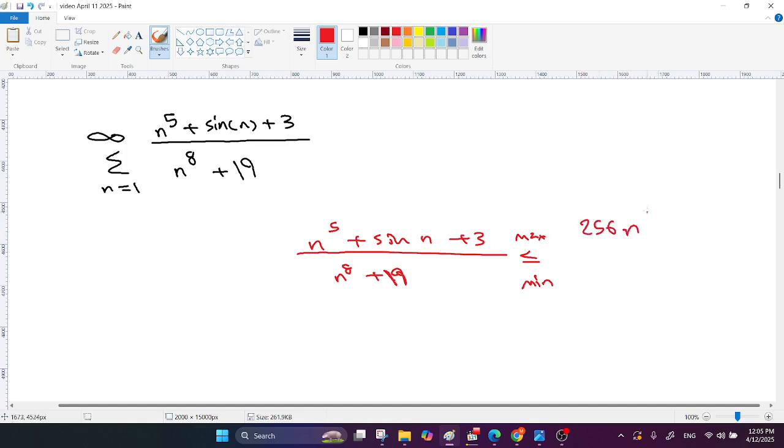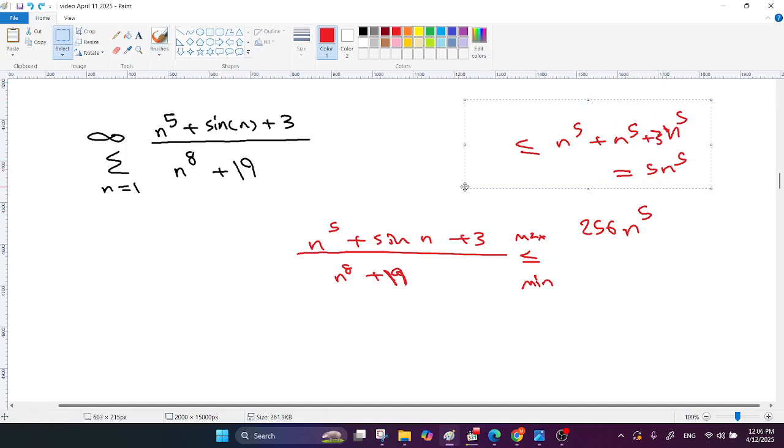256 n to 5. Here the number is big enough. I mean, you can put, for example, the maximum of sine is 1. You can write like this: n to 5 plus n to 5 plus 3 n to 5. And say that n to 5 is less than or equal to n to 5, sine n is less than or equal to n to 5, because sine n is less than or equal to 1. 3 is less than or equal to 3 n to 5, like this. And then you write 5 n to 5, for example. But it's good to write like this, for example.